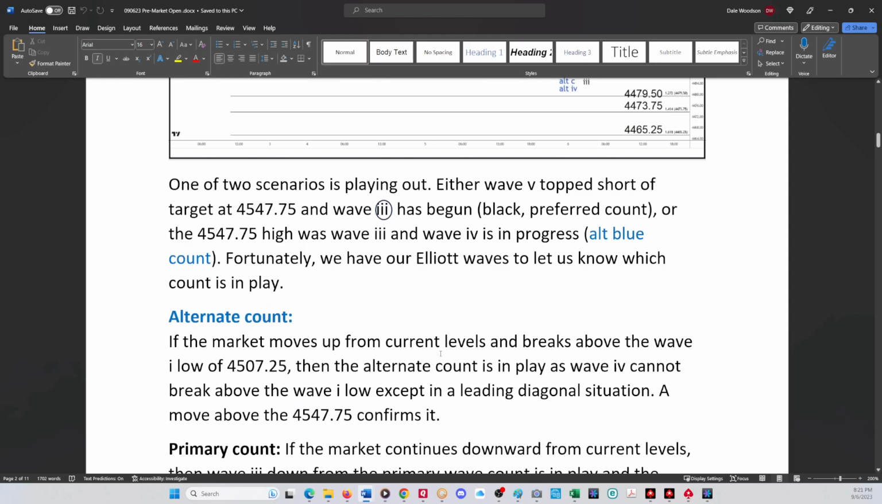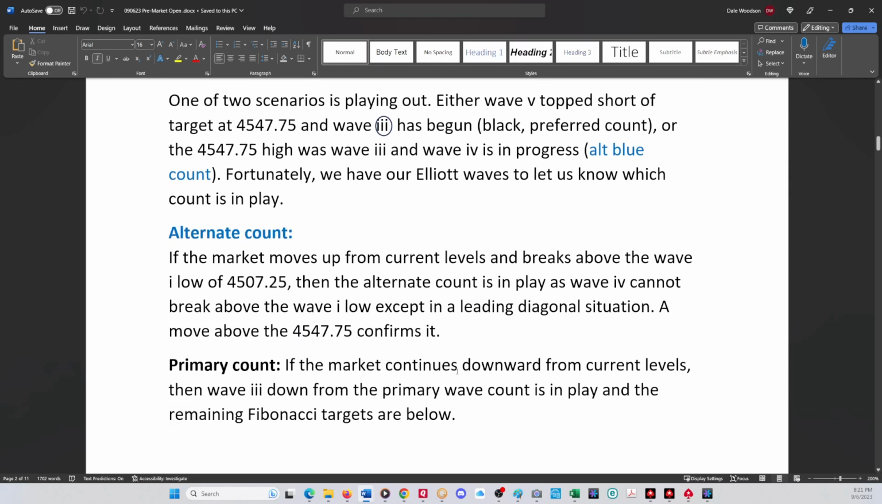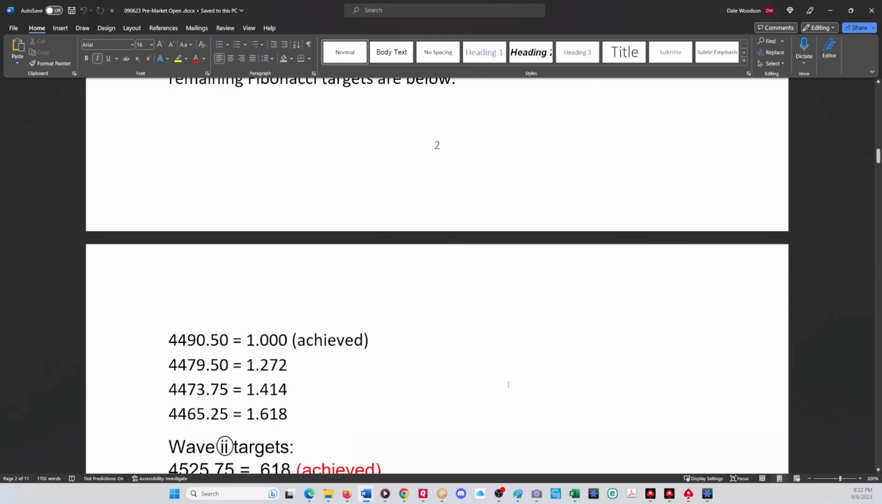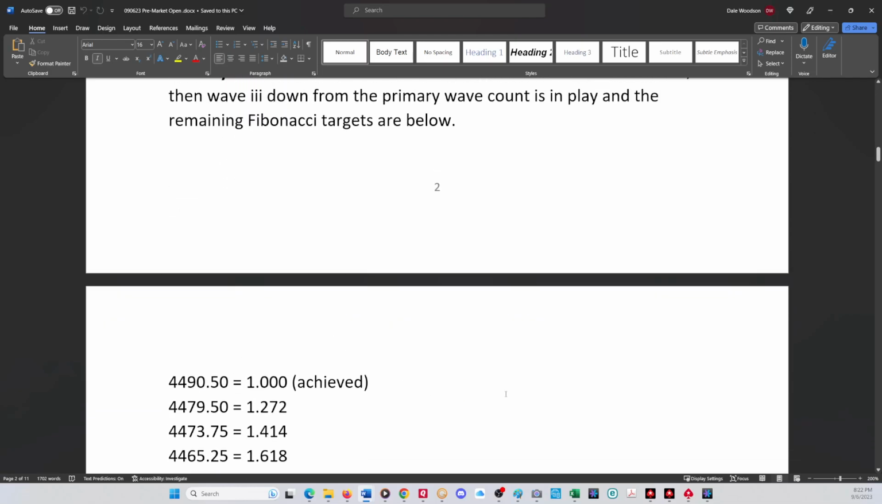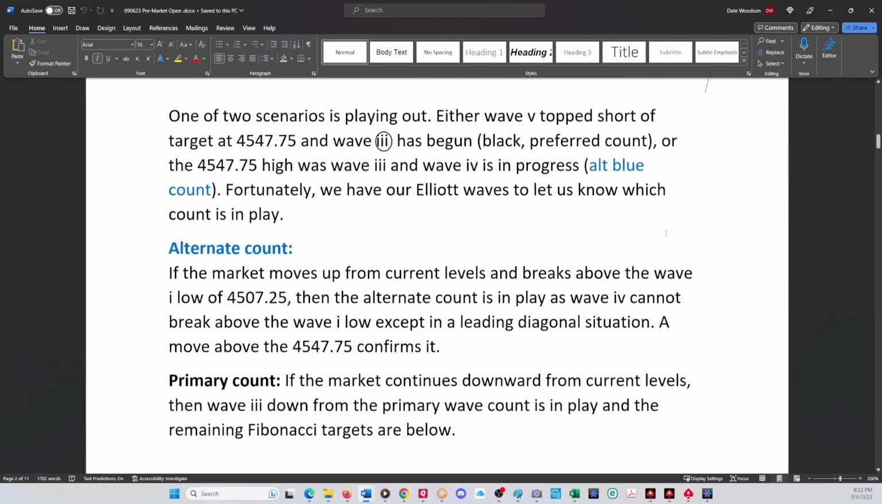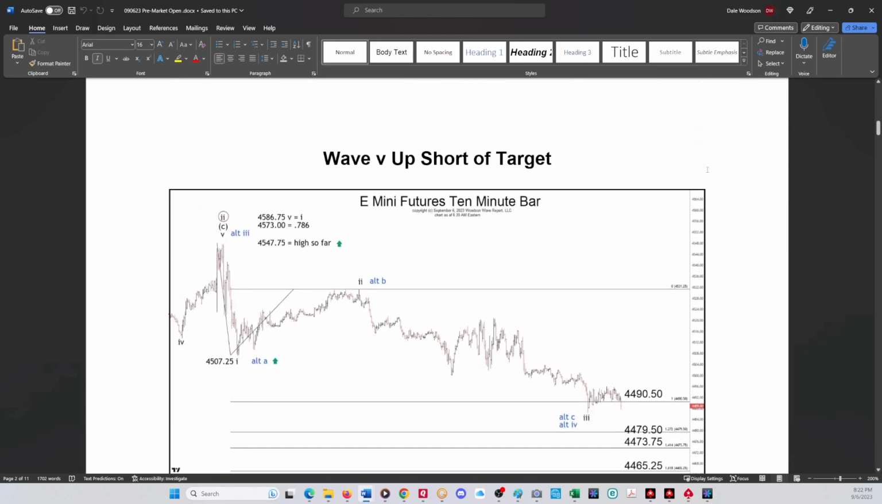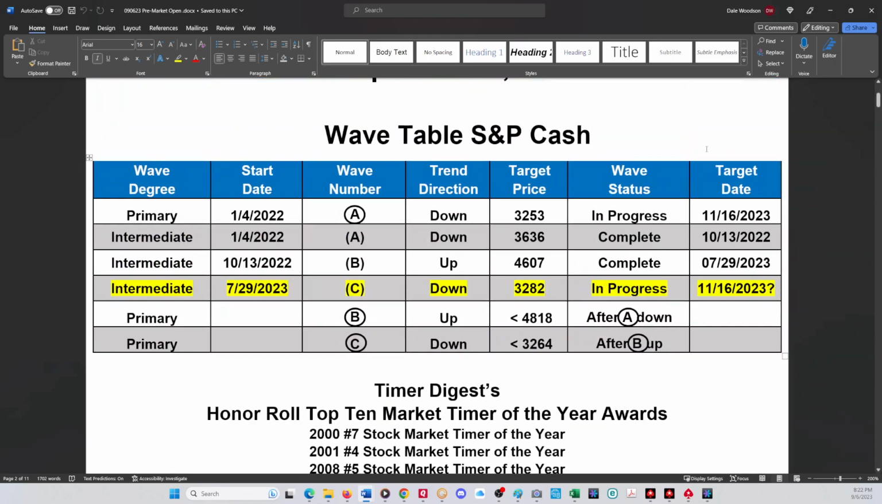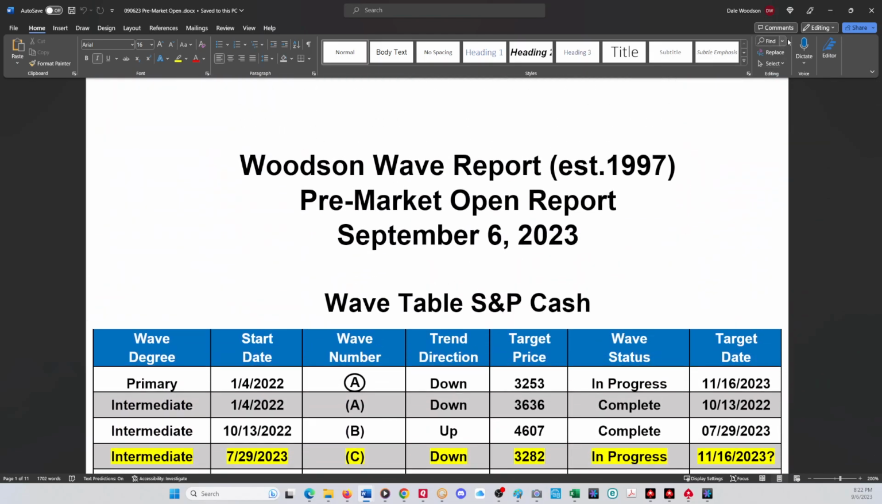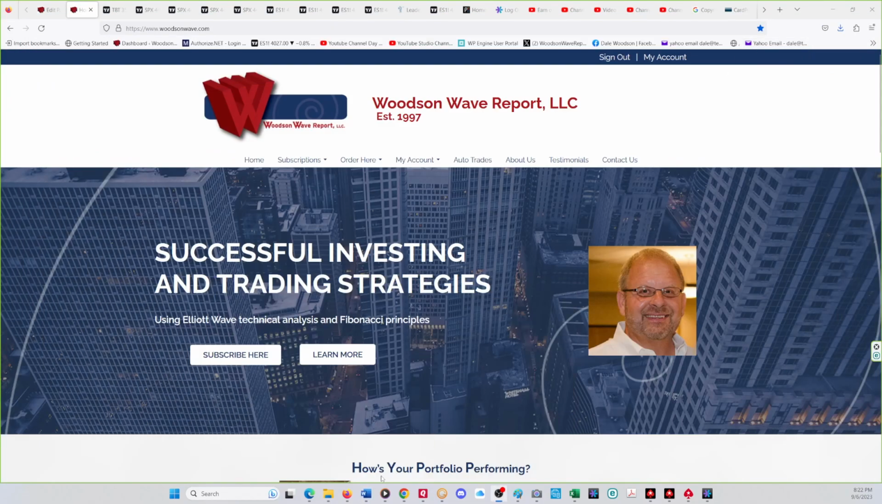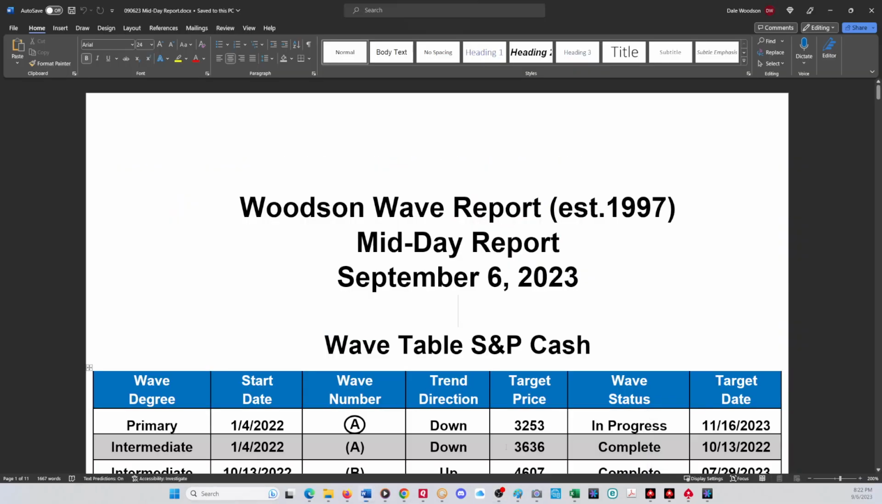The market moves up, there's the alternate primary. Market continues downward from current levels. Wave 3 down is in play, and the remaining Fibonacci targets are below. There they are in writing there, and they're also on the chart there. So if we go from that pre-market open report this morning, then we put out another report, a midday report.